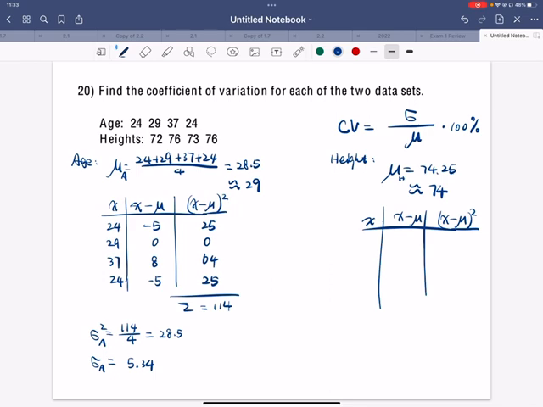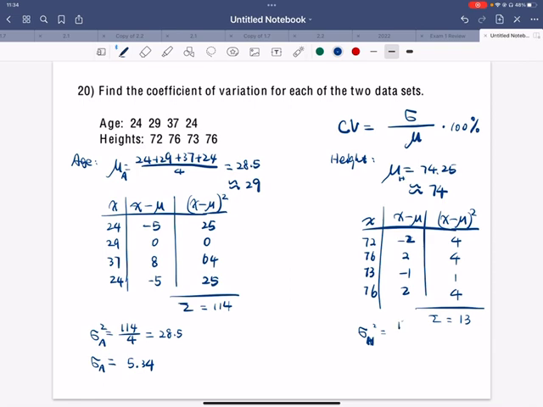Now on to height. Now 72, 76, 73, 76. Okay, now those ones take away 74. Again, it's supposed to be balanced to 0, but not because we rounded the mean. Okay, let's square them. So we have the sum of the squares equals 13.